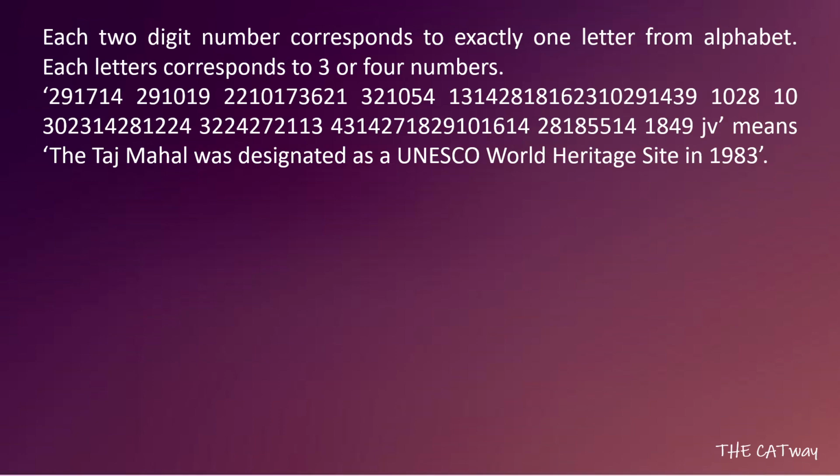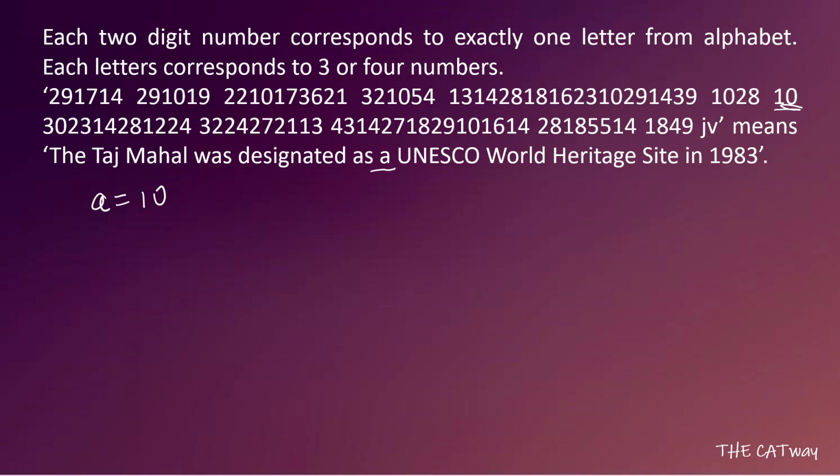So the question says that each two-digit number corresponds to exactly one letter from the alphabet. Each letter corresponds to 3 or 4 numbers. Now let's see what this means. Here it is given 10 and it represents A. So what we can see is that A is equal to 10.